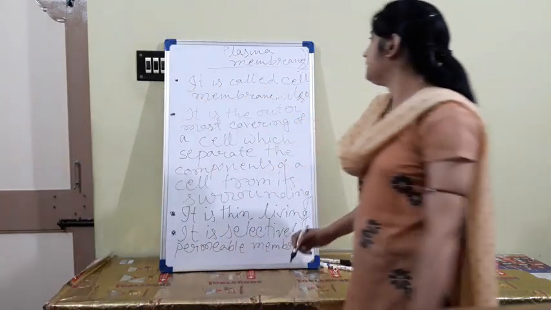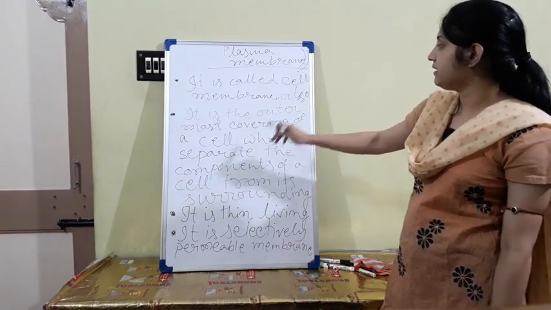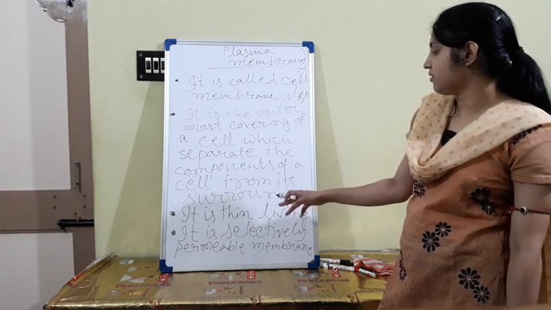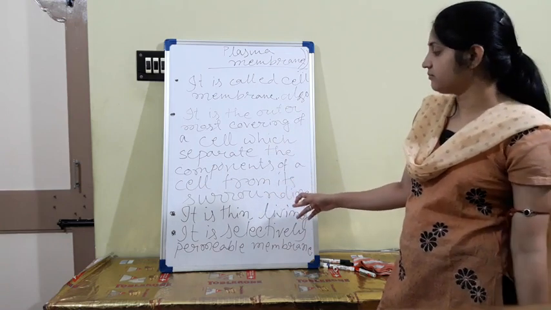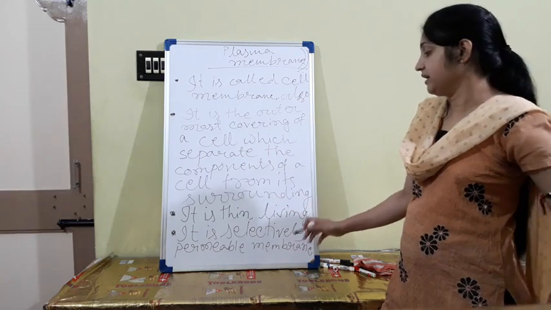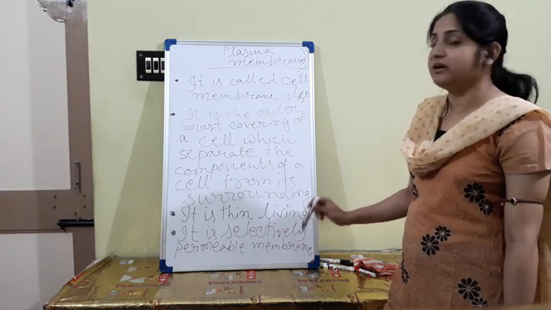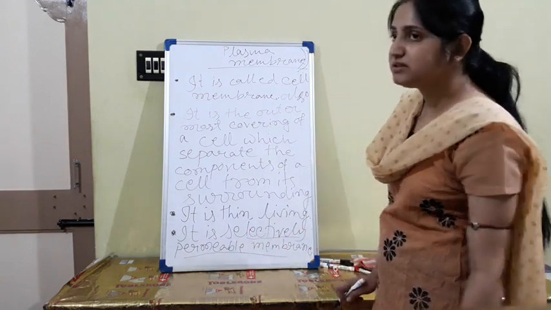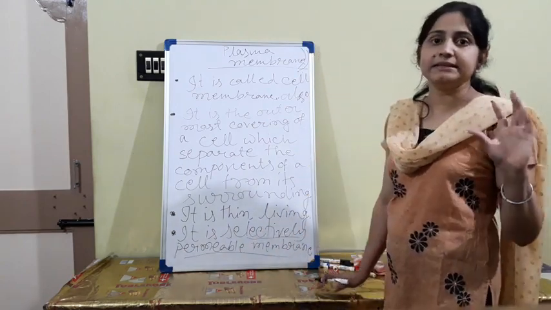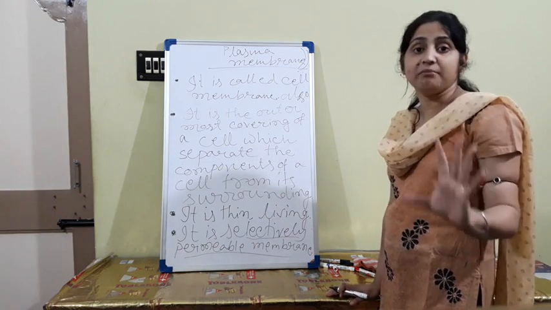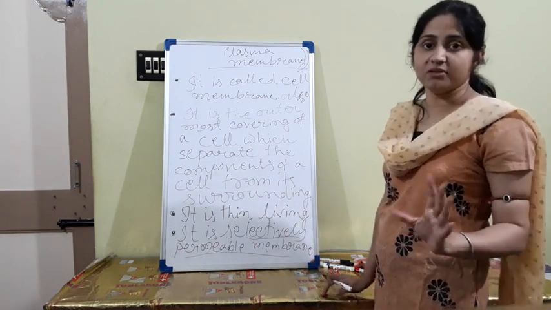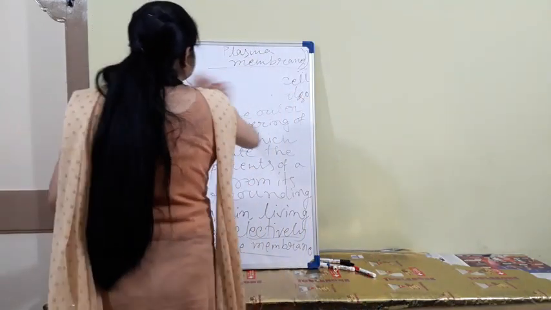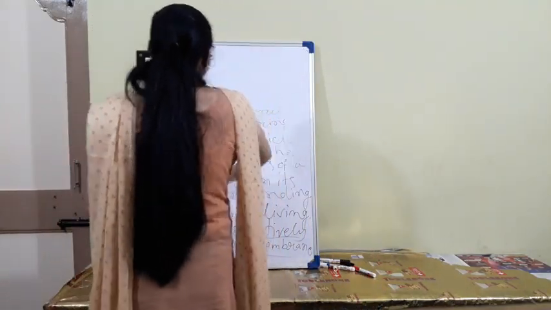So the plasma membrane, also called the cell membrane, is the outermost covering of a cell which separates the components of a cell from its surroundings, or you can say the external environment. It is thin and living, and it is a selectively permeable membrane. Now, what is selectively permeable? It allows the movement of some materials, not all types of materials. So let's see what a selectively permeable membrane is.